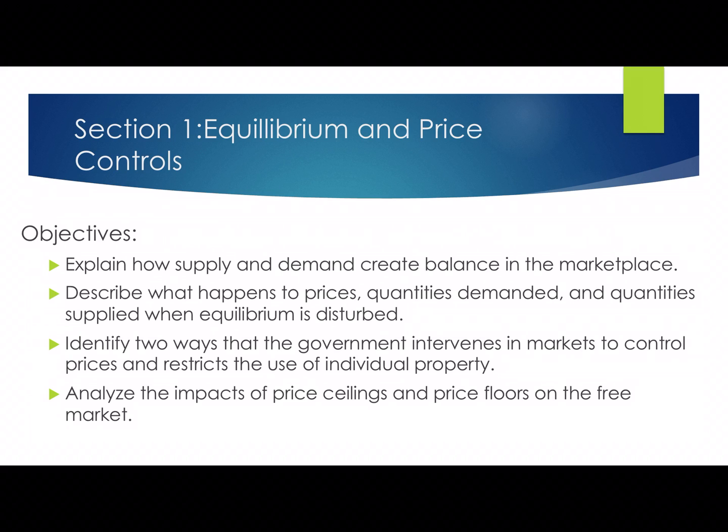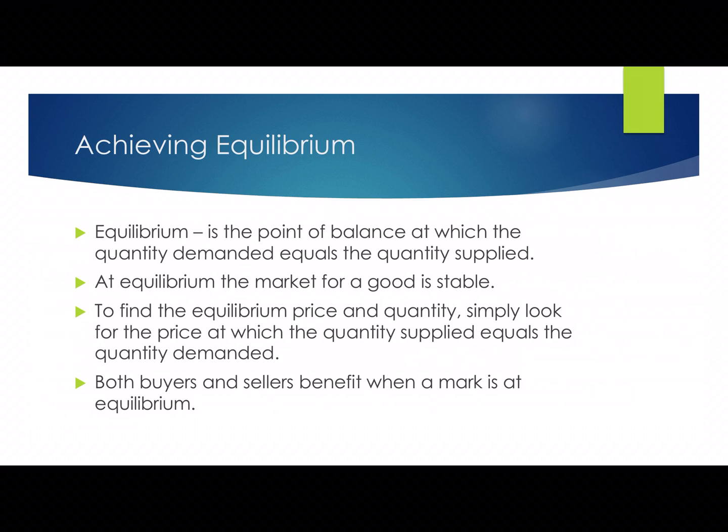So we're going to cover section 1 today, which is equilibrium and price controls. Major objectives: we will explain how supply and demand create a balance in the marketplace. We'll describe what happens to prices, quantities demanded, and quantities supplied when equilibrium is disturbed. We'll identify 2 ways that the government intervenes in markets to control prices and restricts the use of individual property. And lastly, we'll analyze the impact of price ceilings and price floors on the free market.